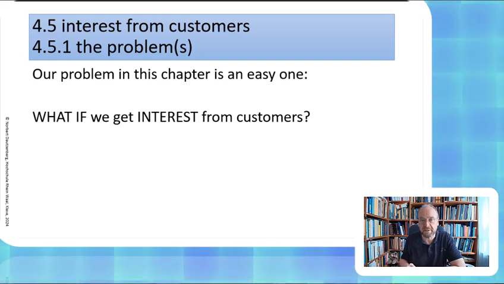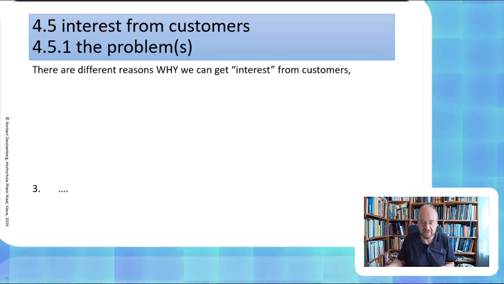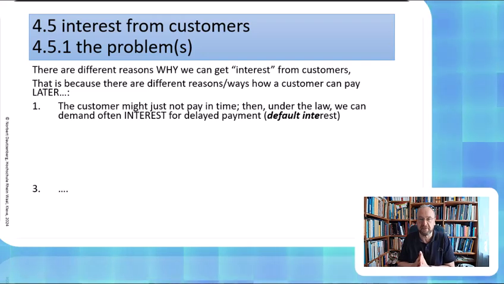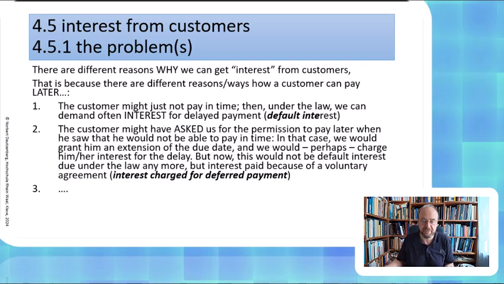Our problem today is relatively easy. The idea is just what do we do if we get interest paid from customers? There are different ways how that can happen. First way is the customer just doesn't pay in time. Then under the law, we have a claim to default interest. We can charge him amounts for paying late. Called, I hope at least I'm right here, default interest.